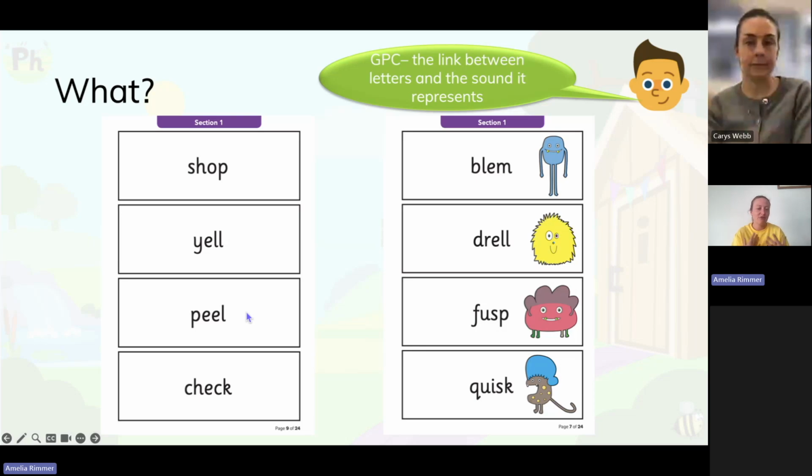So children, if they can read that bottom pseudo word there, quisk, if they can do that, that shows that they know these GPCs, because they can't have seen that word before because it's completely made up. And it is completely okay to sound out the word in the way that I just did then. They don't have to look at it and say it automatically. They can go blem and blend it together.